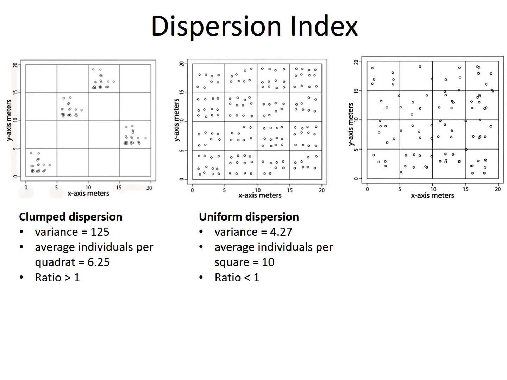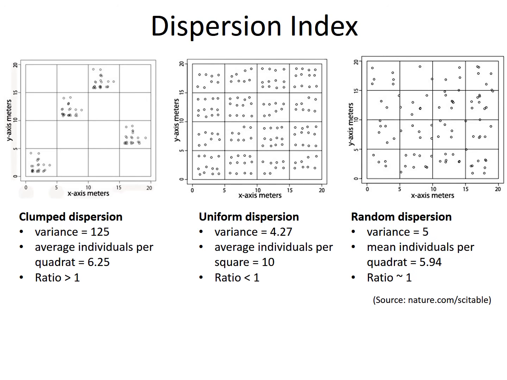Moving on, for a uniform dispersion, there's very low variance between the quadrats, right? There's approximately the same number of individuals in each quadrat. And because variance is low here, the variance to mean ratio will be less than 1, indicating a uniform distribution. And then in between the two of them, the random dispersion, we see that the ratio of the variance to the mean is approximately equal.